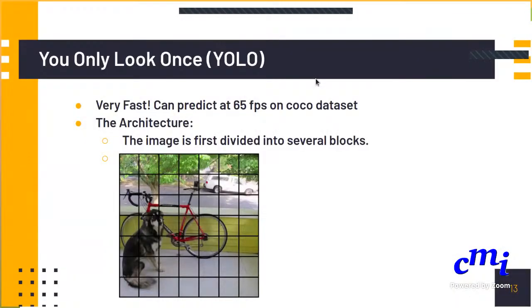Yeah, so I'll be talking about YOLO. YOLO basically means you only look once. The first thing I would like to say about YOLO is that it's really fast. It's one of the fastest running prediction algorithms right now. It can predict at the rate of 65 frames per second on the COCO data set.